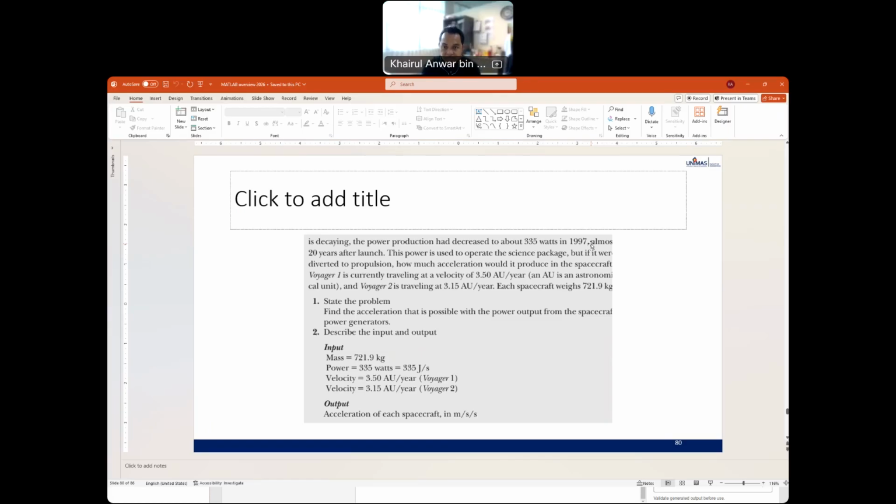Each spacecraft weighs around 721.9 kilograms. So, state the problem first. The problem is to find the acceleration that is possible with the power output from the spacecraft power generator. The second step is to identify the input and the output. For the input we can refer to the equation. The output is the acceleration.